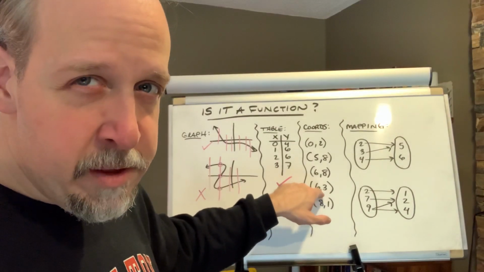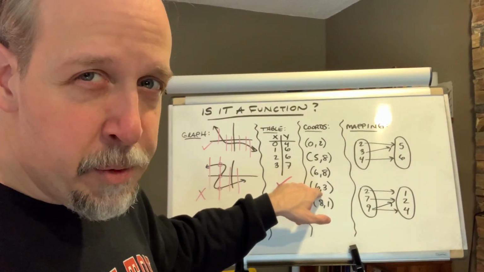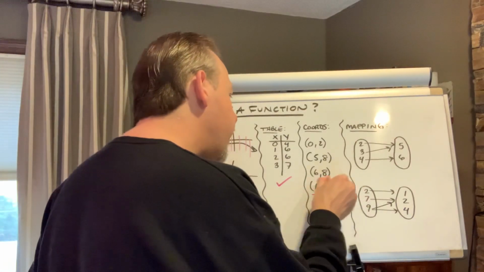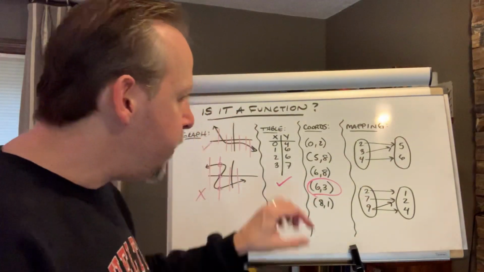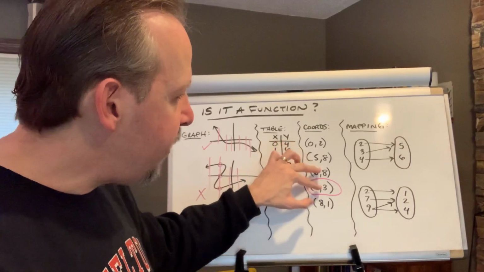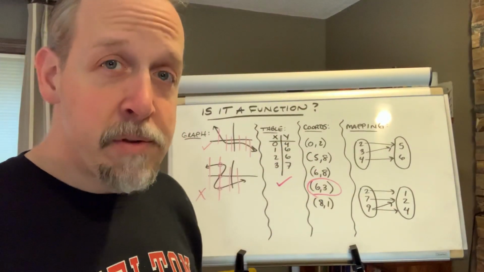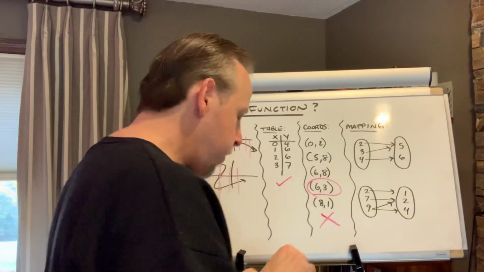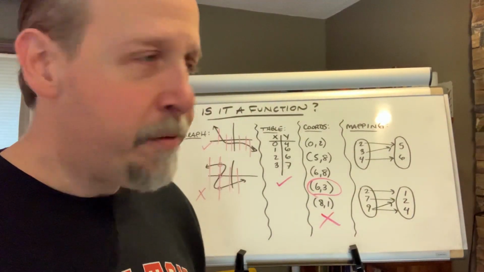However, this coordinate shows you an input of 6, but an output of 3. What that's showing you is that an input of 6 has 2 different outputs, 2 different answers. It's not a function. It's a relation, but it's not a function.